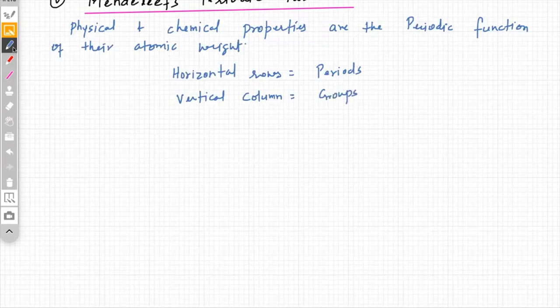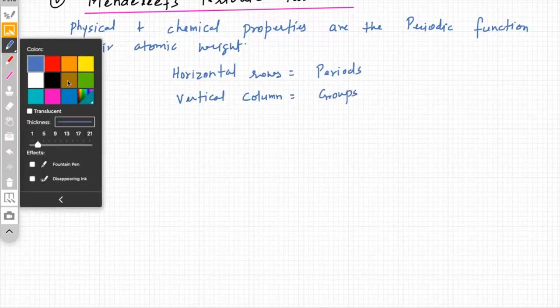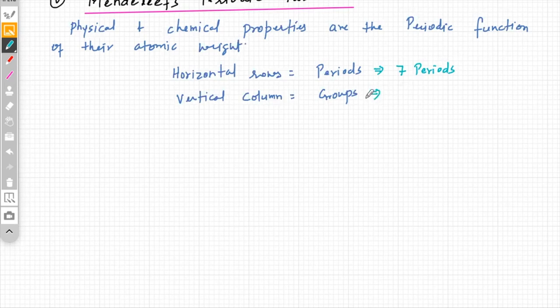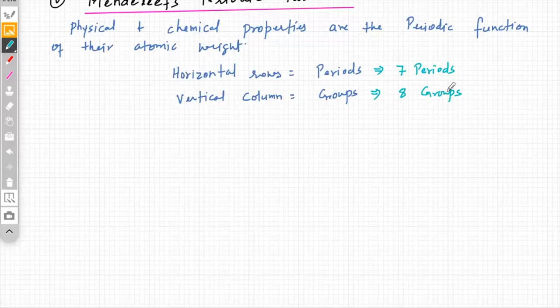So when he gave this particular theory, there were a total of 7 periods in the Mendeleev periodic table. 7 periods present. This also they ask in exam. And if you talk about the columns, that is groups, there are 8 groups. Only 63 elements were known, 7 periods and 8 groups were present at that time.